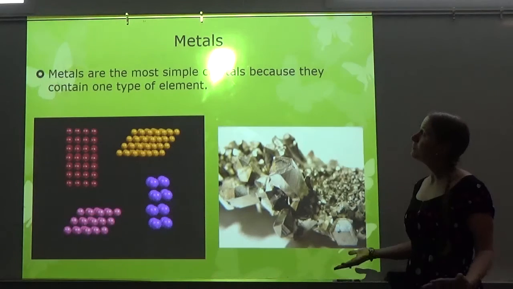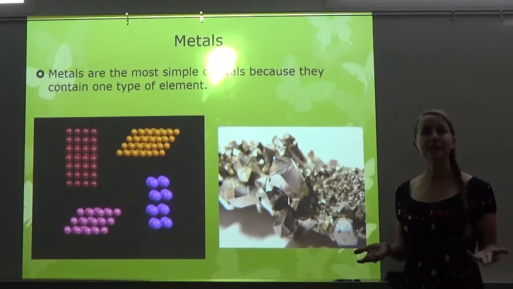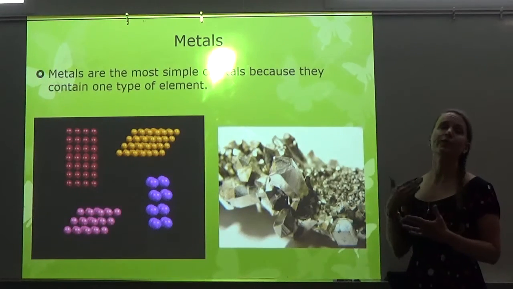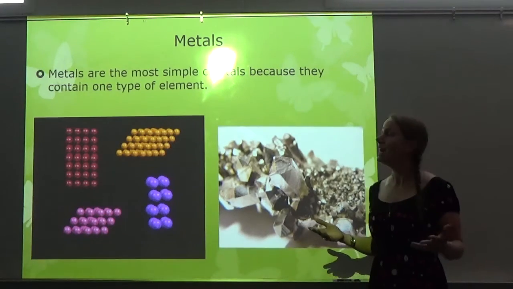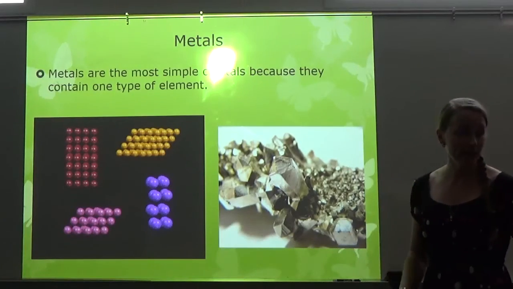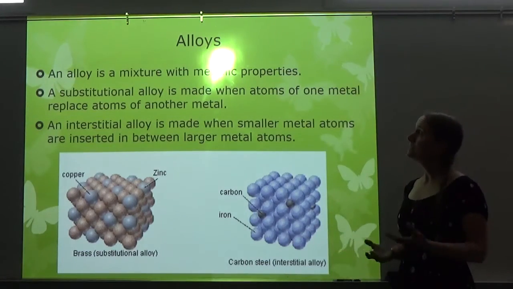Metals are the most simple crystals because they only contain one type of element or one type of atom. Metals are crystals. Even if you don't think of it as a crystal, a crystal just has a 3D repeating pattern, and metals are very orderly in their solid forms. So they are crystals.